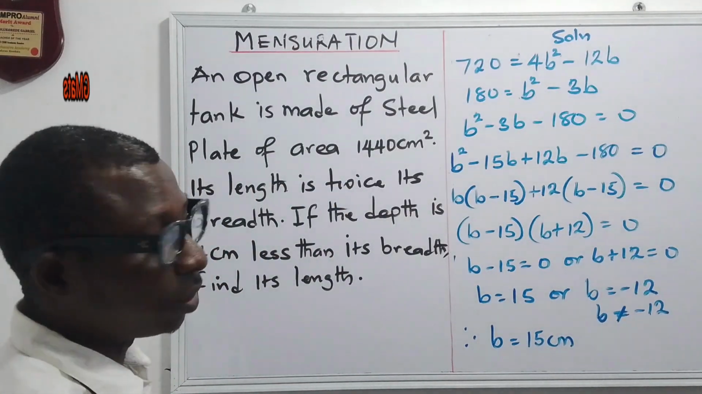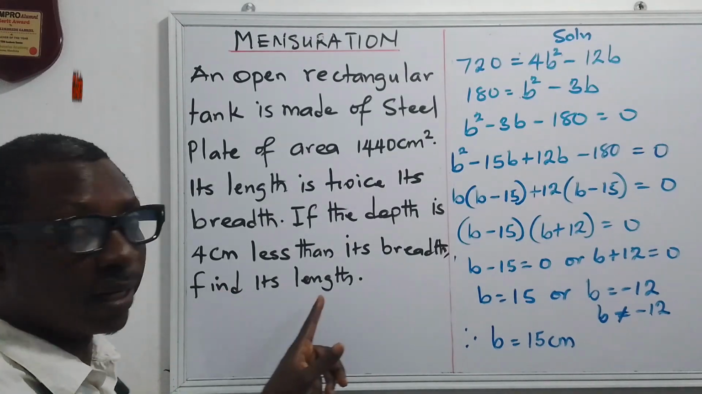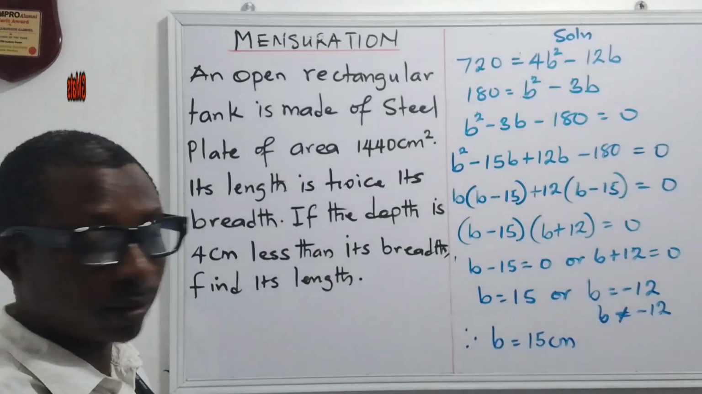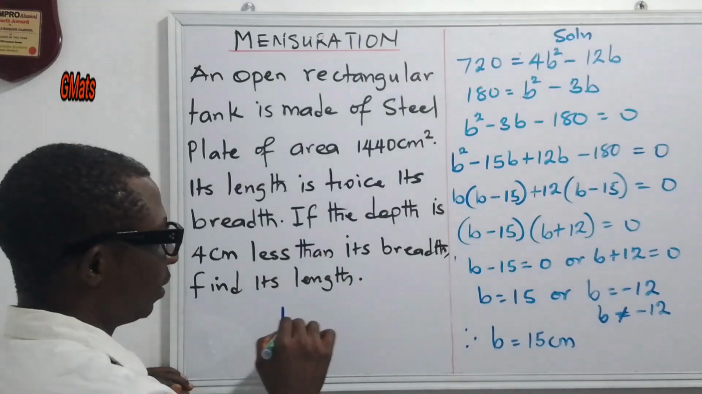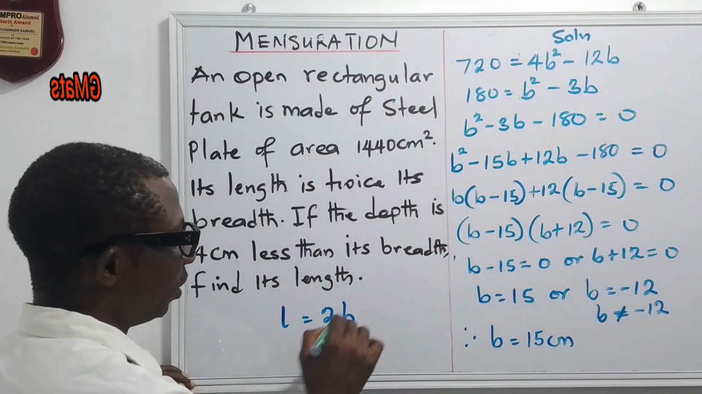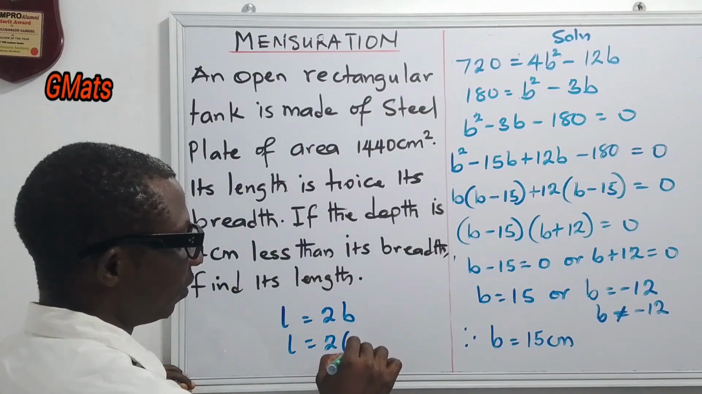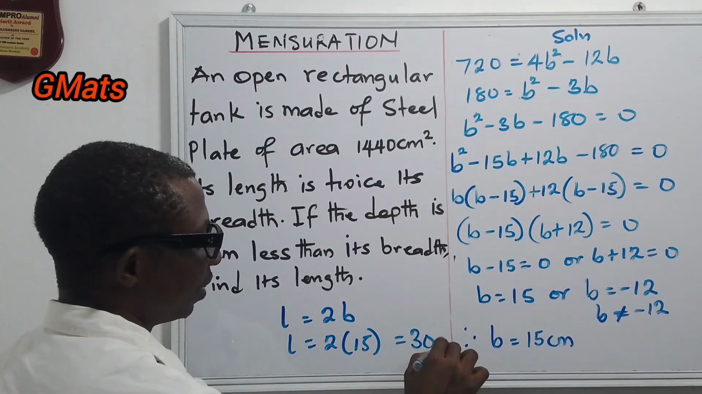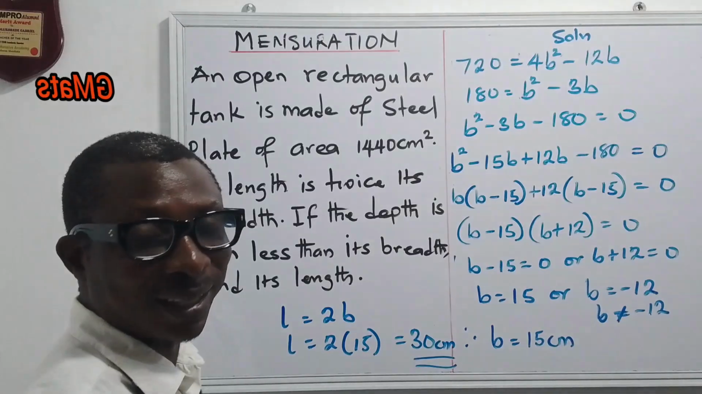But the question requires that we find the length. Now, the length is twice the breadth. So that means that length equals 2B. Length is 2 times 15, and that gives us 30 centimeters. So that is the answer to the problem.